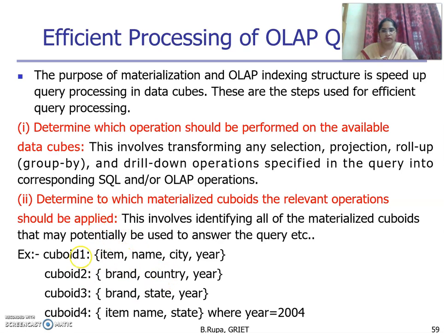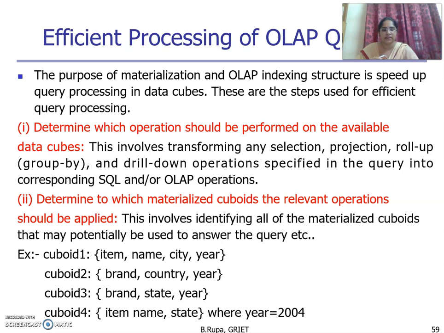Let us go through an example within this OLAP processing. Suppose we already have a cube containing item, city and year, and suppose the query to be processed is on brand and province state with the selection constant year equal to 2004. Also suppose that there are four materialized cuboids available: cuboid 1, cuboid 2, cuboid 3 and cuboid 4. Among all four cuboids, finer granularity data cannot be generated from coarser granularity data. Therefore, cuboid 2 cannot be used because country is a more general concept than province state.